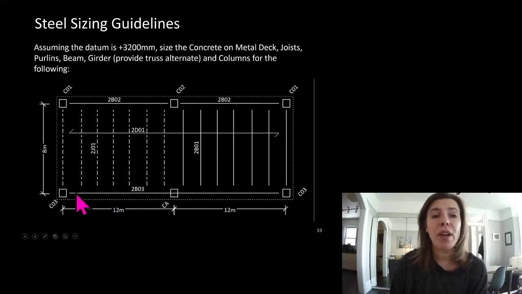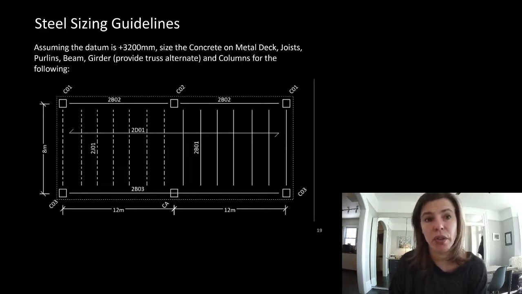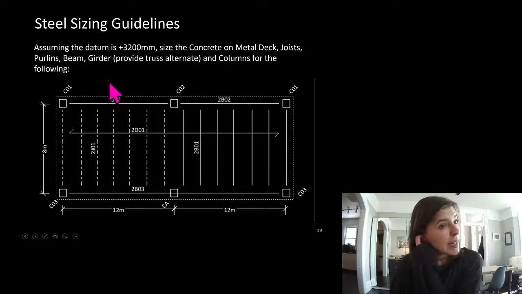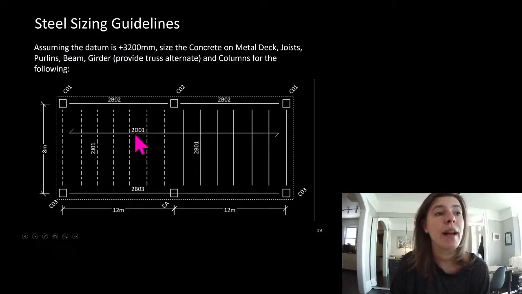And we know that if a girder doesn't work, maybe we'd want to look at a truss alternative, which seems to be what they've been telling us in this one line sentence right here. So it looks like we want to size 2D01, 2J01, 2B01, 2B02, 2B03, and our columns C1 to C3.